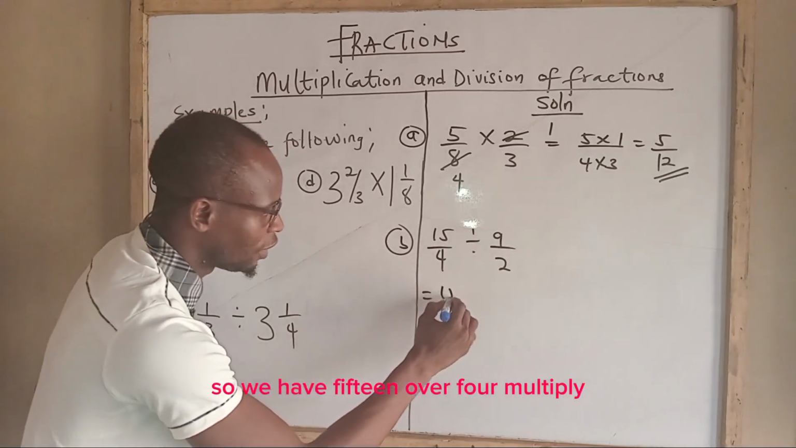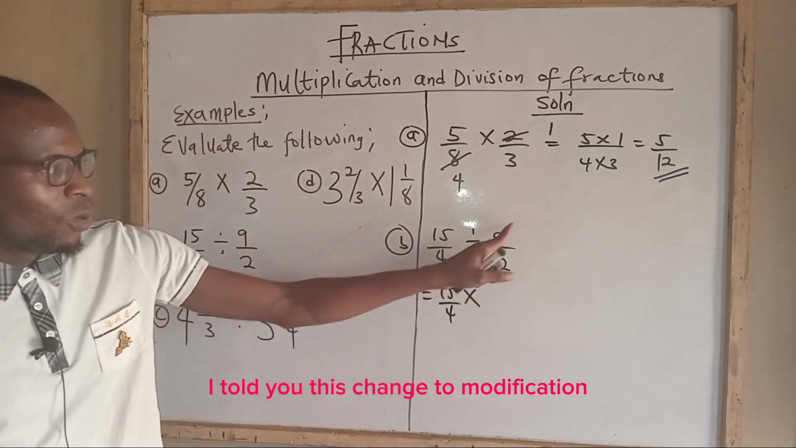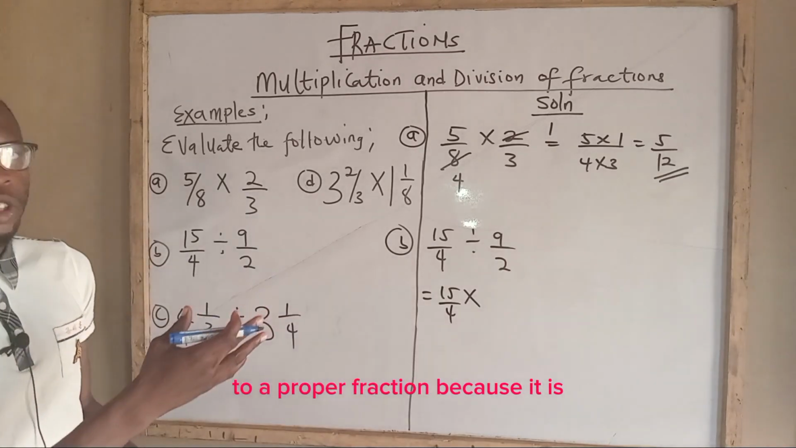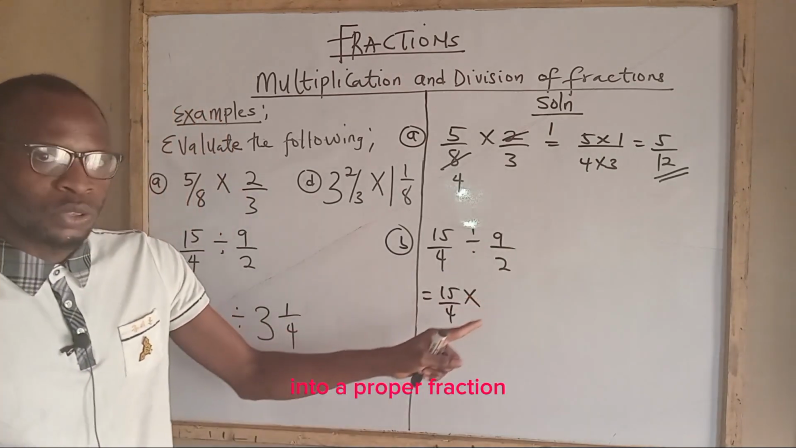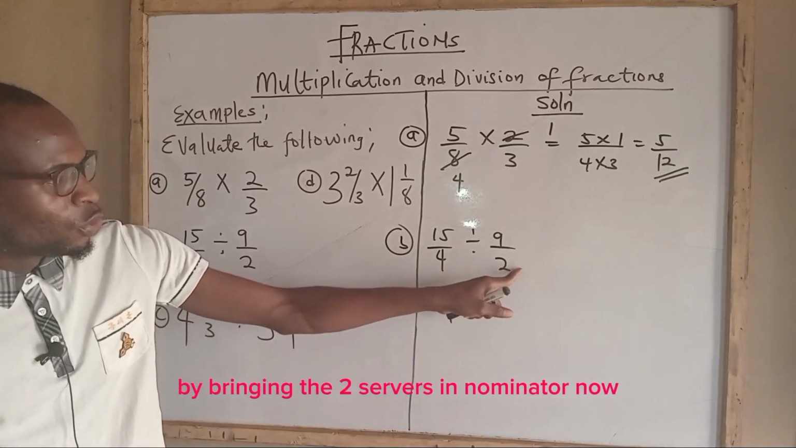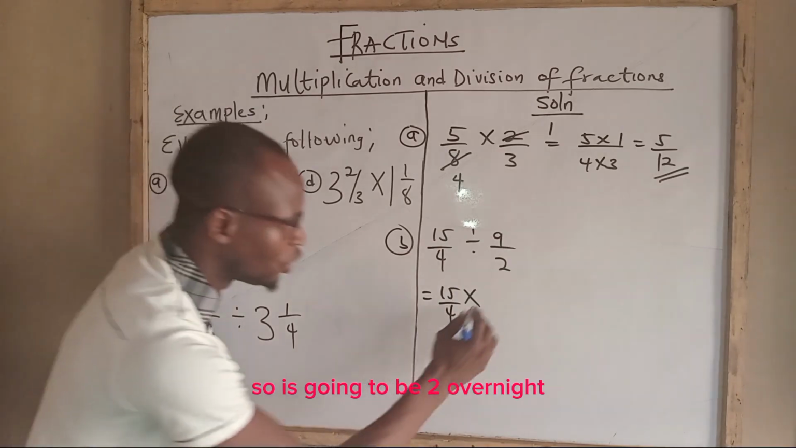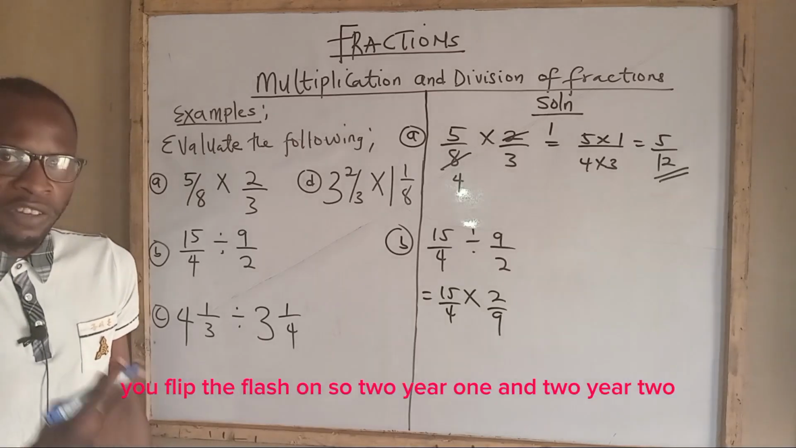So we have 15 over 4 multiply. I told you this changed to multiplication. This fraction also changed back to a proper fraction, because it is an improper fraction before. So it changed back to a proper fraction by bringing the 2 to serve as a numerator now and the 9 to serve as what? Denominator. So this is going to be 2 over 9. So that's what they call flipping. Okay, you flip the fraction.